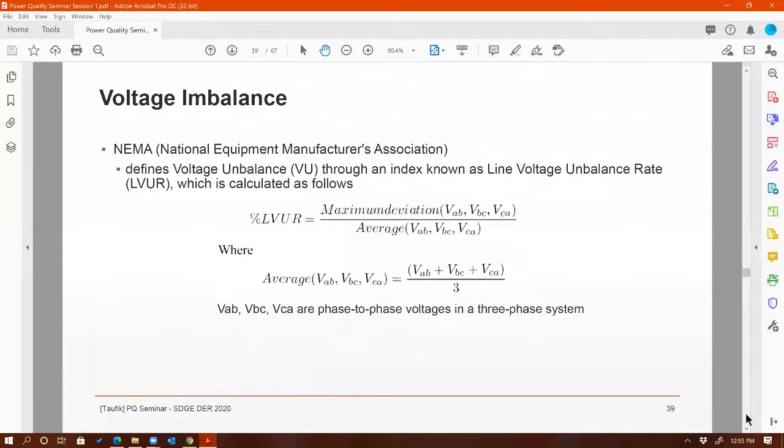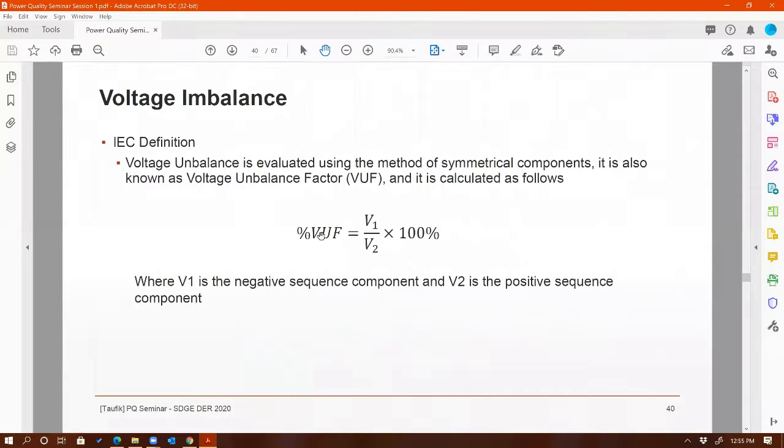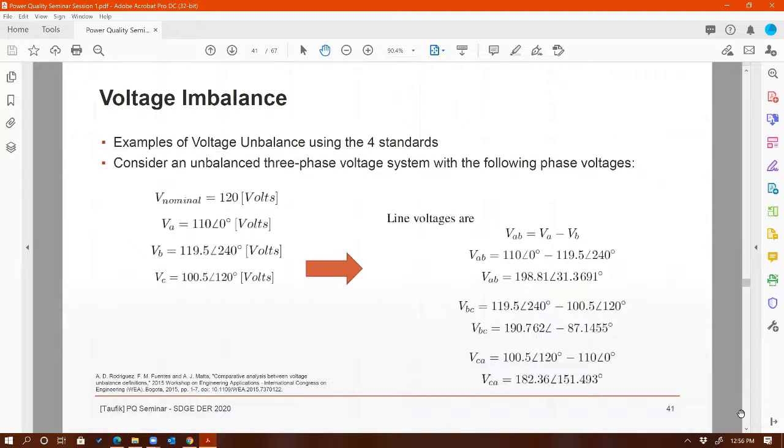Okay. And lastly, IEC defines it to be the ratio of, is it positive or negative? I think this is negative. Yeah, negative over positive sequence times 100%. Right. Okay. And I have an example right here, so I'm going to post it on Canvas, right? So you know how to calculate percent imbalance.